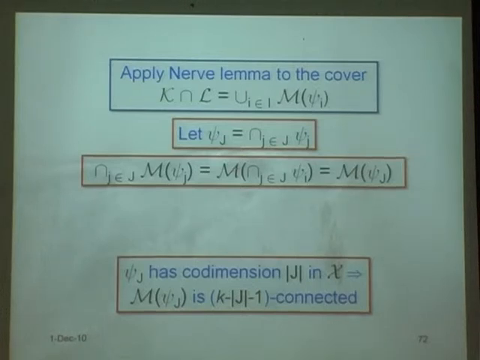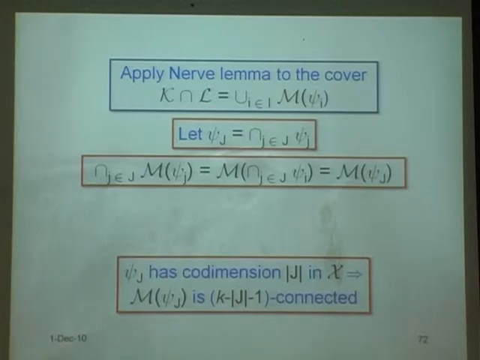So what we're doing is, phi sub j has codimension j, because that's how many vertices we lose when we take these intersections. But each one of these is still a single simplex. It's just a smaller face. And so by hypothesis, M acting on a small simplex is K minus the codimension minus 1 connected.